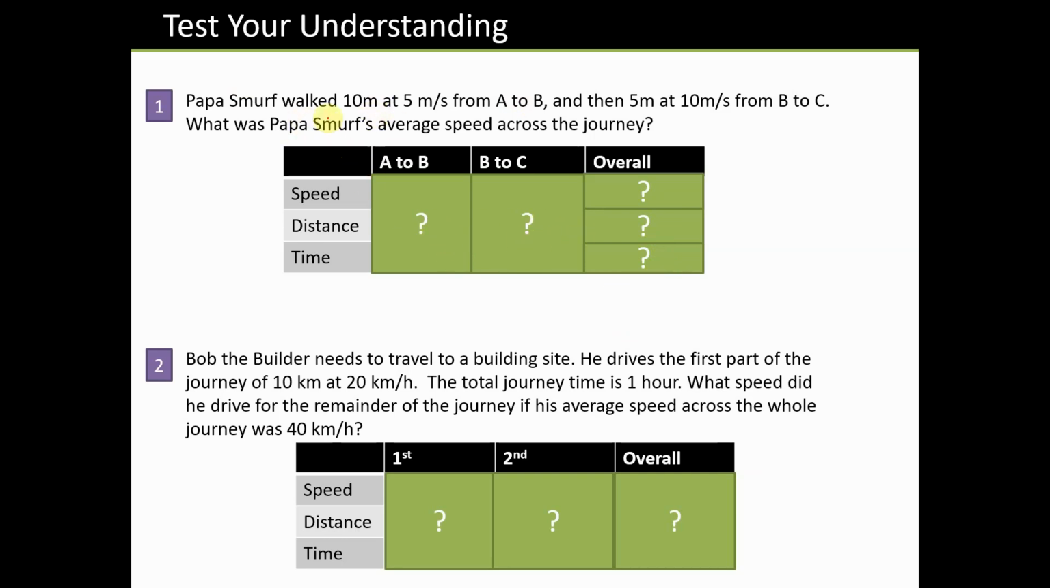Okay, so Papa Smurf has walked 10 meters at 5 meters per second from A to B. So a distance of 10 and a speed of 5.